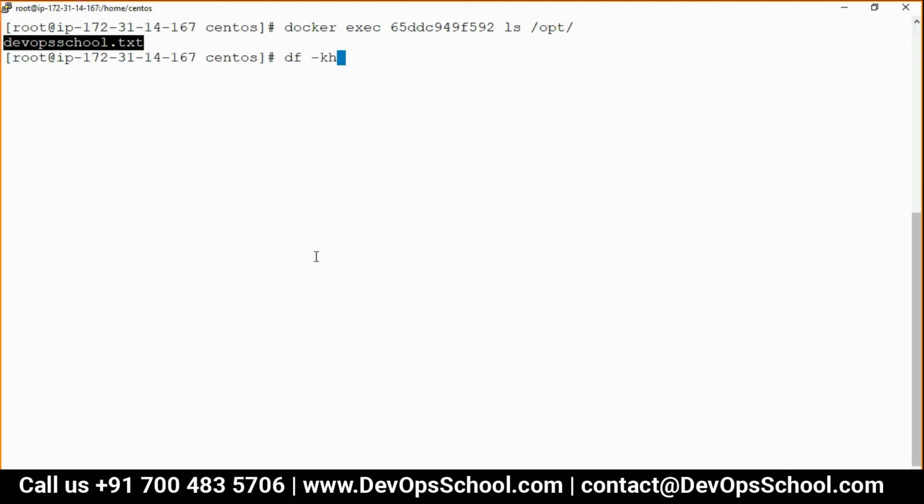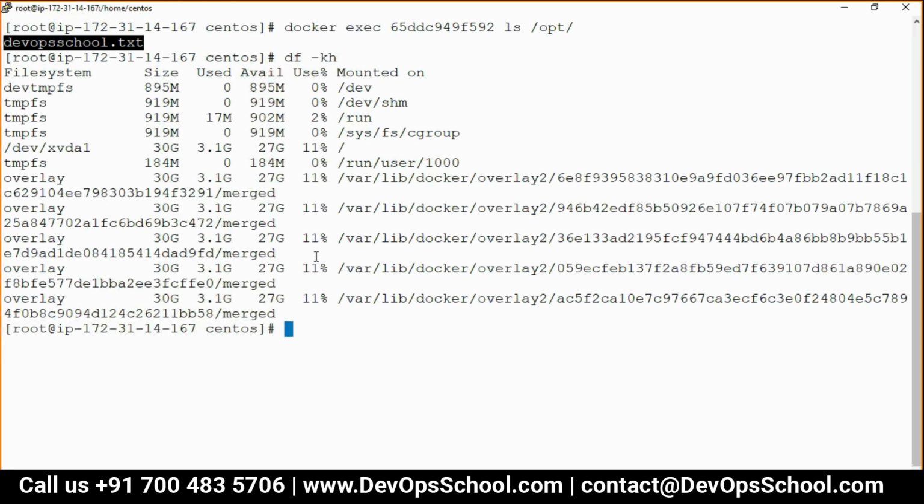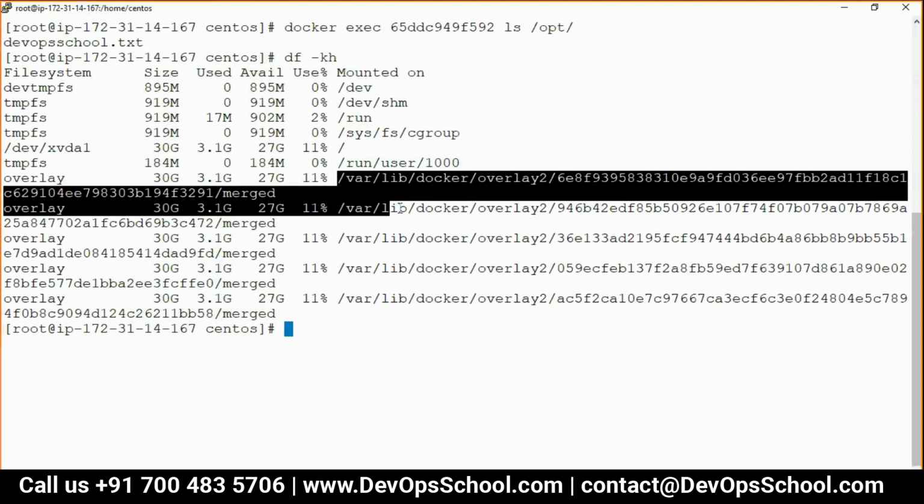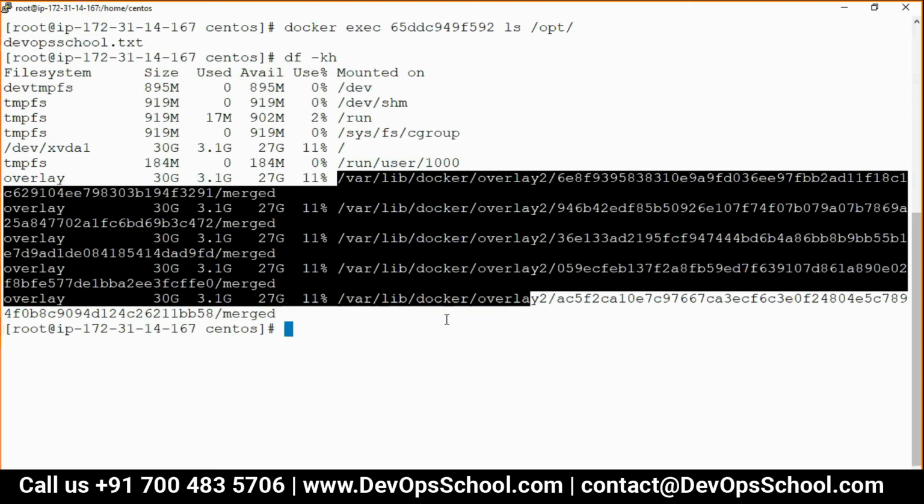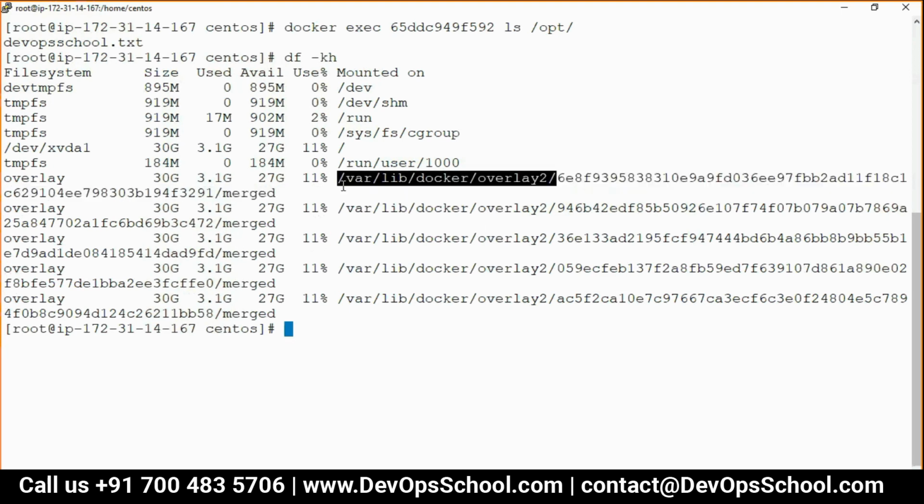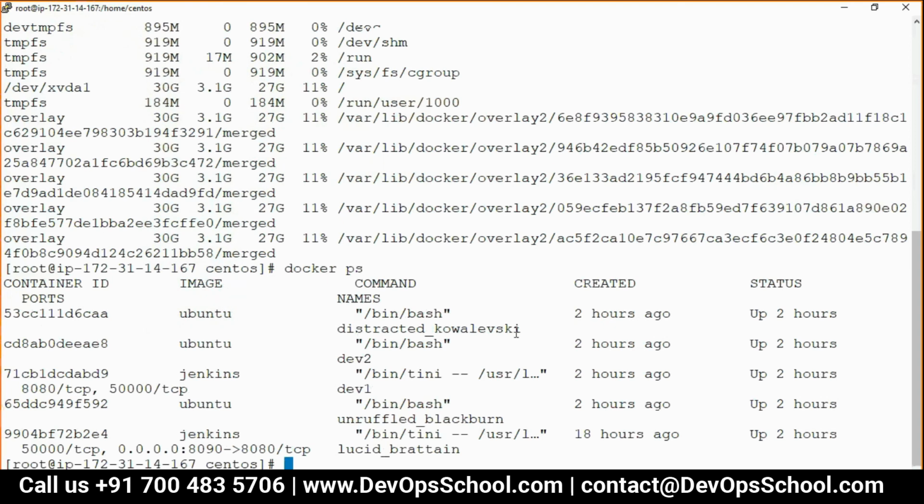Have you seen the df -kh? See how many containers I'm having right now? Five mount points. Look at this. All these hit a common location, which is called /var/lib/docker/overlay2. I told you, right? One mount gets attached to each container process. These are the mounts. How many containers do I have? Five. You see here.